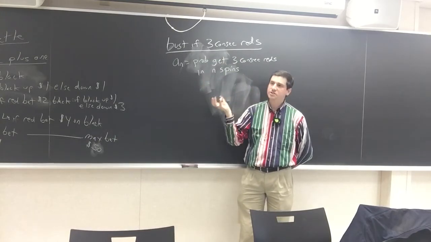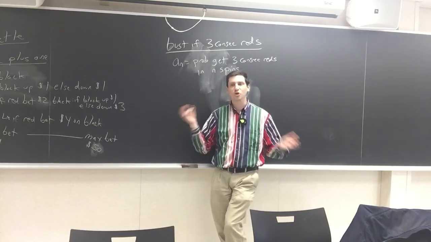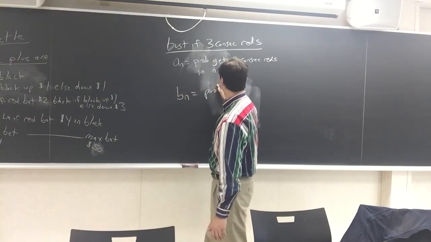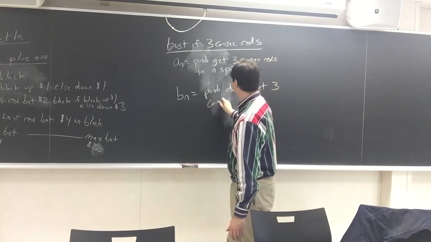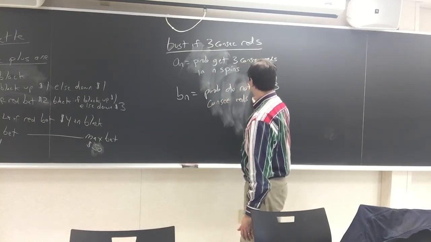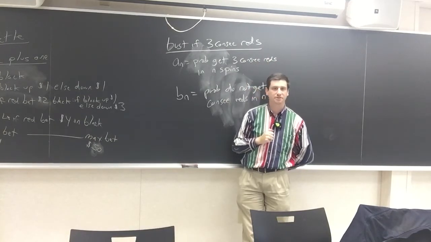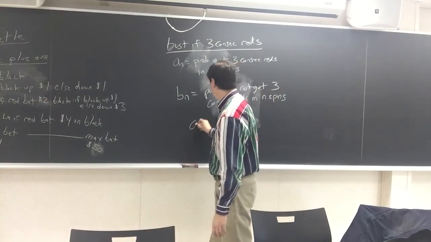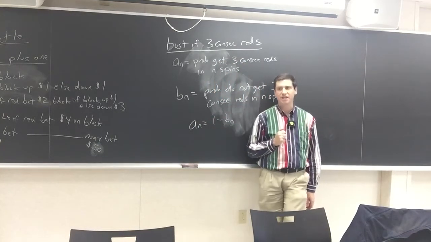One of the interesting things in mathematics is sometimes it's easy to calculate the probability something doesn't happen. So like if you're a Patriots fan, it's easy to calculate what's the probability you don't make the conference championship. So let's let Bn be the probability you do not get 3 consecutive reds in n spins. What's the relationship between An and Bn? They sum to 1. So An equals 1 minus Bn. If I can calculate Bn, I can calculate An very, very easily.